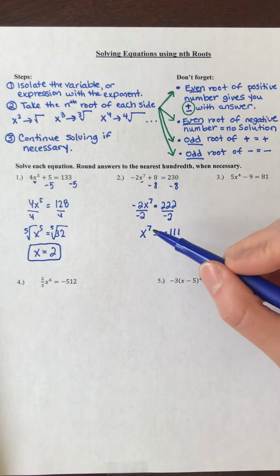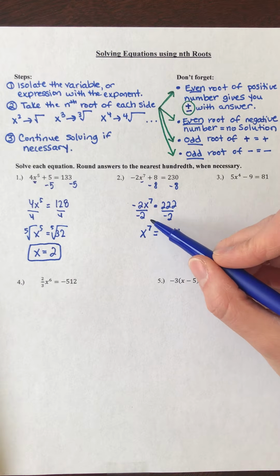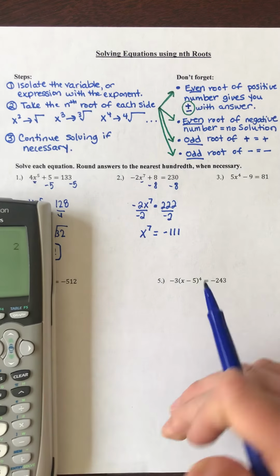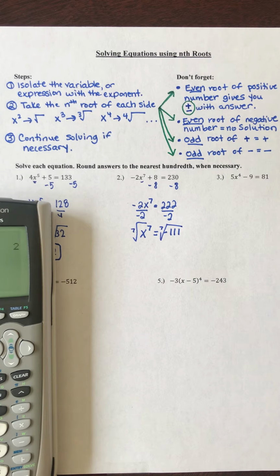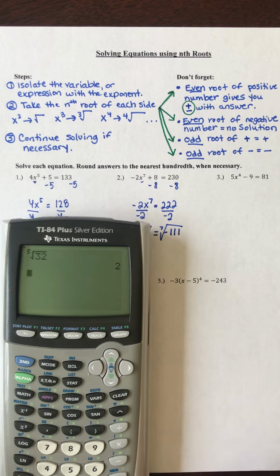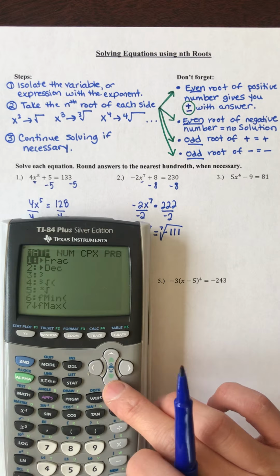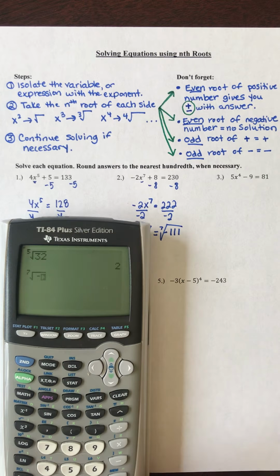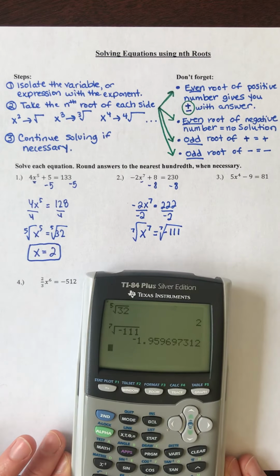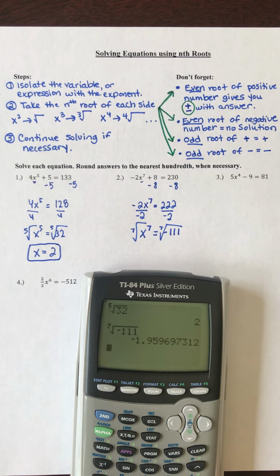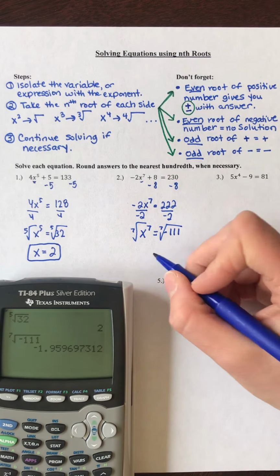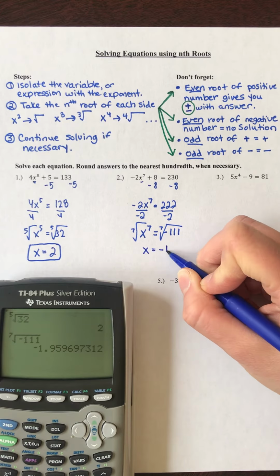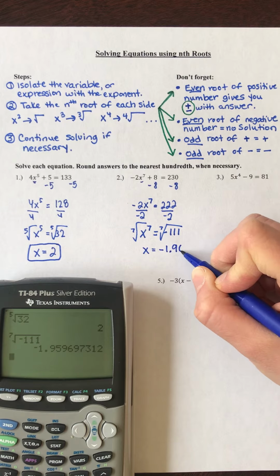All right, so at this point, to solve for x, I need to undo x to the 7th power. So that means I want to take the 7th root of each side. So in my calculator, I want to type 7, go to the math key, down to option 5, and I'm taking the 7th root of negative 111, and I get out an answer of about negative 1.96 that we'll round it to. We want to round to about 2 decimal places today. All right. So I get x equals negative 1.96.